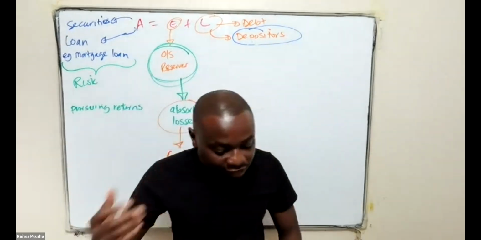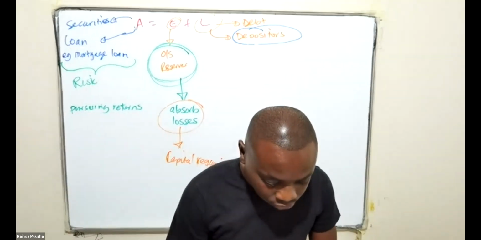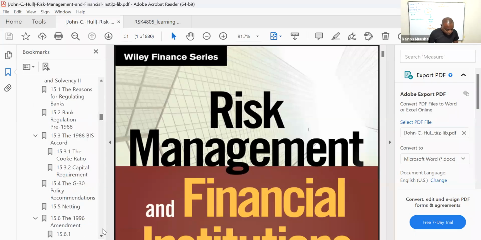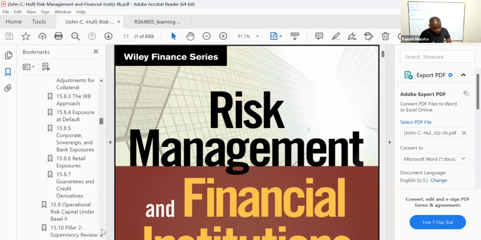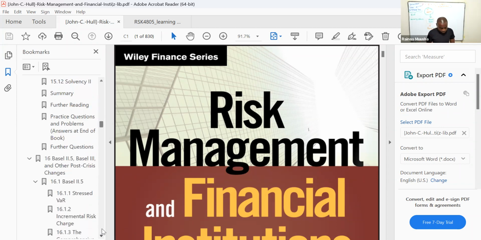But now we're going to be looking at the evolution of the Basel Accords from the period that it was introduced until now. So from 1988 until now, we're looking at the evolution of the Basel Accords. That's what we're going to be covering in chapter 15. Then Solvency 2 looks at regulation of insurance companies as well, but they don't really give us that much information, which means that if it comes up in the exam, it would probably be a theory question.